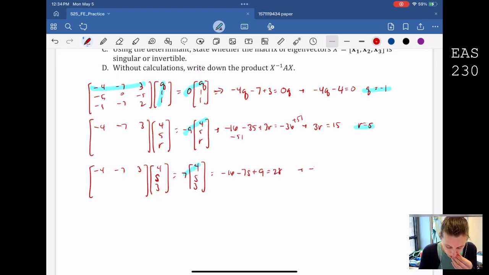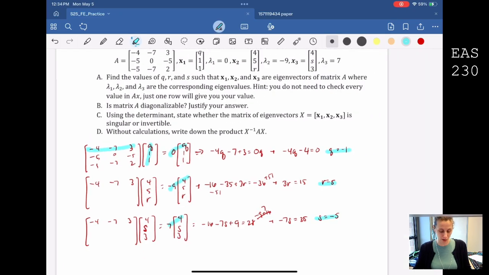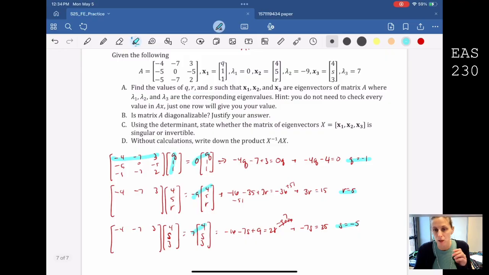So I get negative 7S equals minus 9 plus 16. So this here is positive 6. So 34. No, that's not a 6. It's not a 15. This is positive 7. So it'd be 35. So S would be negative 5. Okay. So there we go. I found all my eigenvectors. I found the missing values.